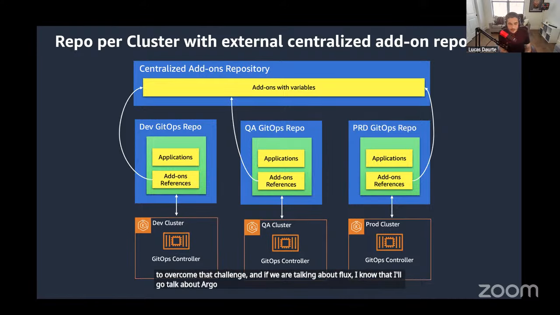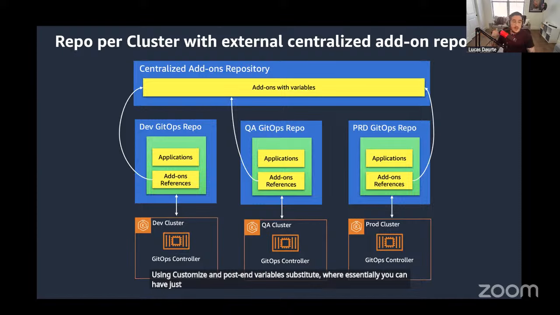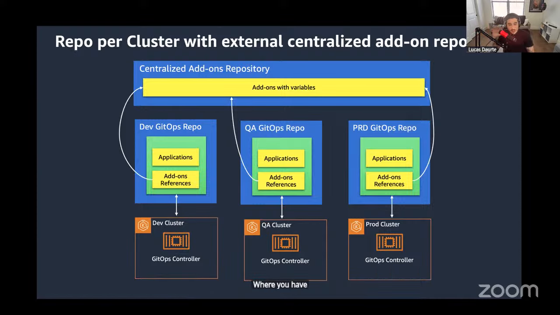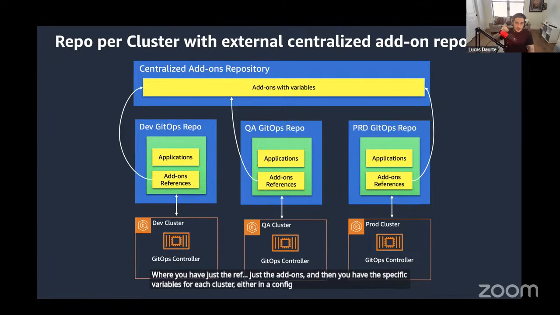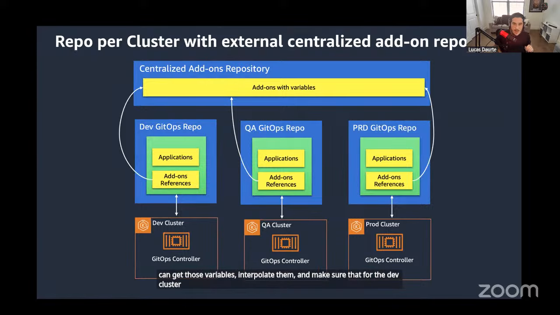As of now, we can do that with the app of apps pattern in Argo. But in Flux, you can do that using Kustomize post-build variable substitution, where essentially you can have a single repository with just the add-ons, and then you have the specific variables for each cluster, either in a config map or in a secret. And then Flux can get those variables, interpolate them, and make sure that for the dev cluster, you are using the right IAM permissions. They're going to be different from the QA cluster, but the definition of how to install is going to be the same, right?